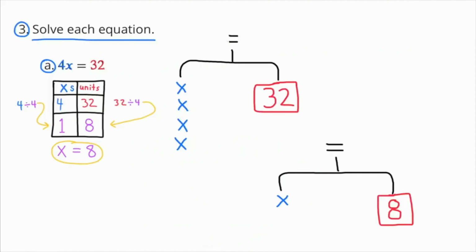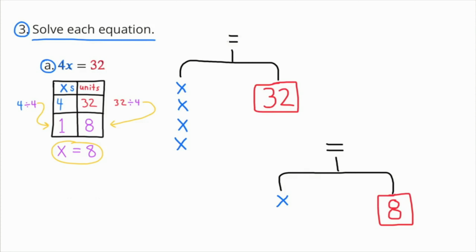Number 3. Solve each equation. A. 4x equals 32. Here's a couple illustrations to help you understand how to solve this. The first diagram is a table on the left side of the screen. The column on the left has the number of x's in it, and the column on the right has the number of units. So 4 x's equals 32 units.